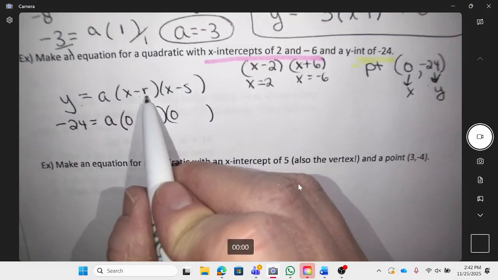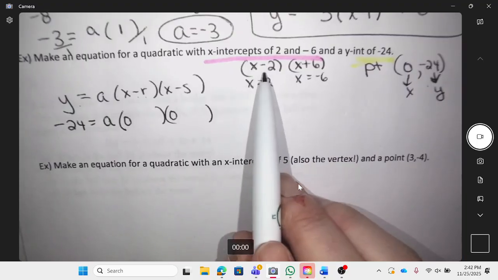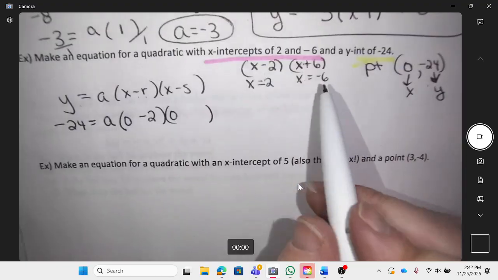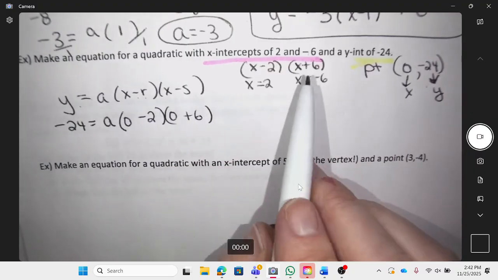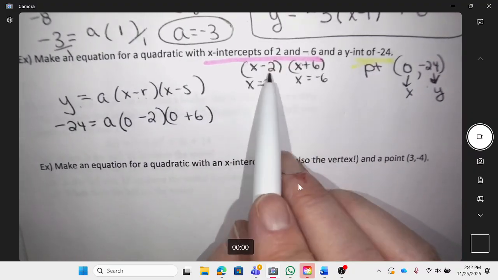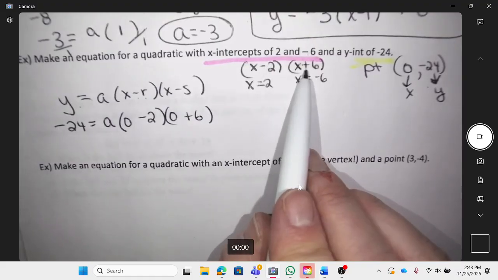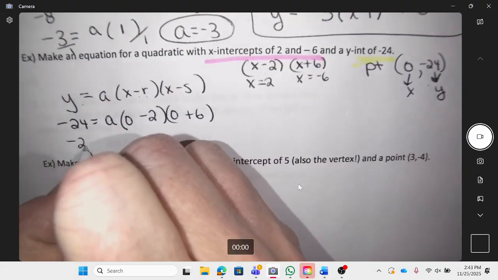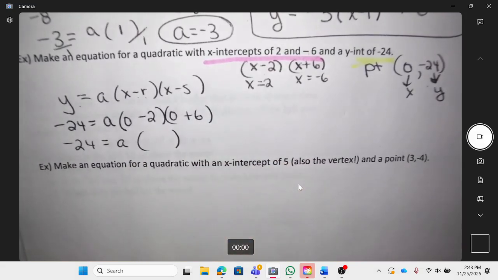Opposite the r, what's the opposite of the x-intercept? I should write -2 there. What's opposite of this x-intercept? +6. Okay, does that make sense when we factored? Okay, -24 equals A times, do you want to do that in your calculator?